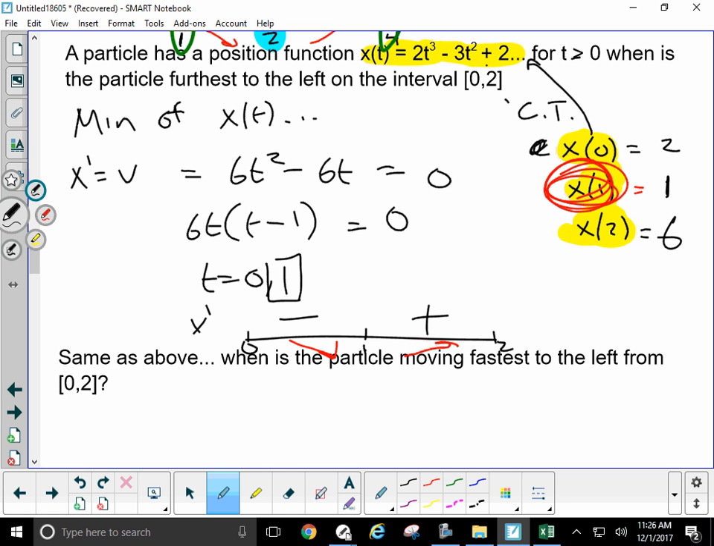So I'm asking you, when is the particle moving fastest to the left from 0 to 2? Actually, your question should be to the right. I believe in your notes it says right. So when is the particle moving fastest to the right from 0 to 2? Please discuss with your neighbors what you'd find the max of or the min of.